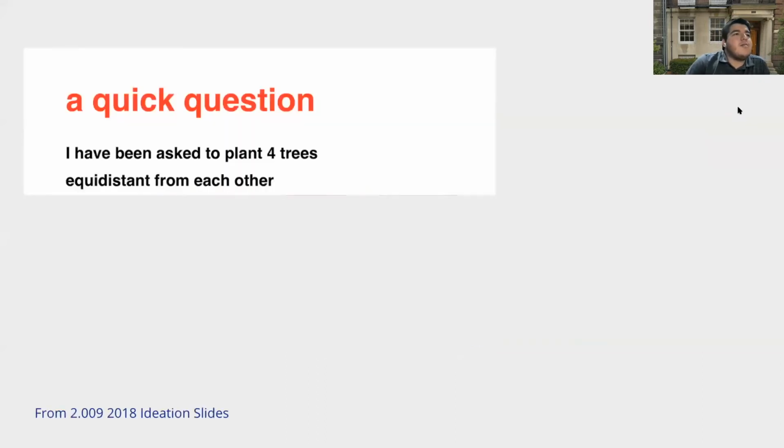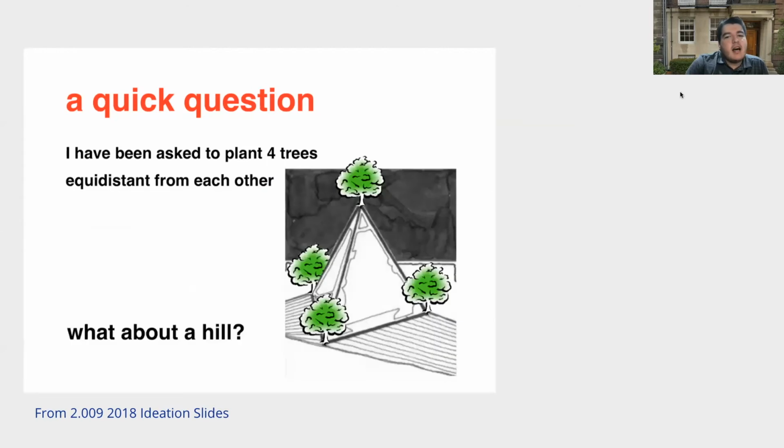And so another way to approach creativity is, let's say you're asked this question, right? I've been asked to plant 4 trees equidistant from each other. This is also from the 2009 slides. And so you might think, oh, I'll just plant them in a square, 4 trees at each corner, right? But one thing to think about is, what if you just build up, right? Put it on a hill, right? This is just another way of thinking outside the box, thinking creatively, and seeing what are some alternatives to do.